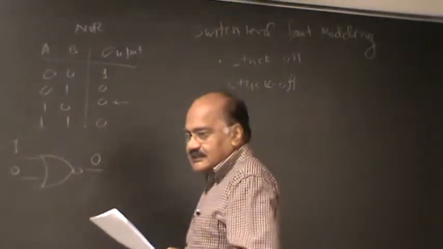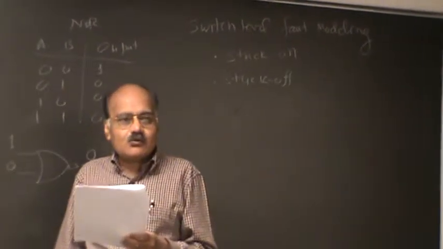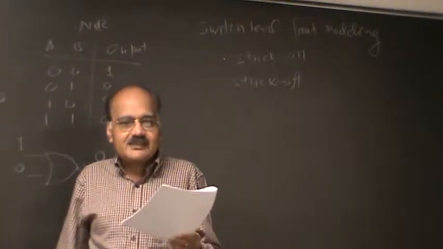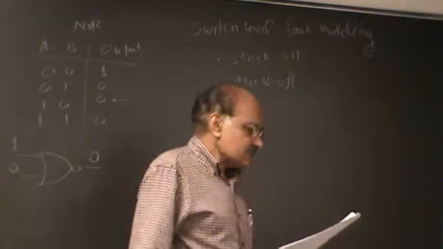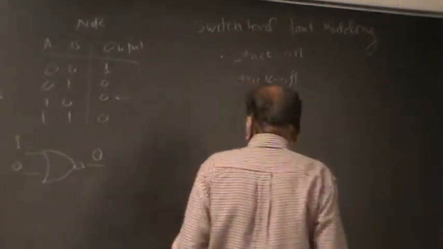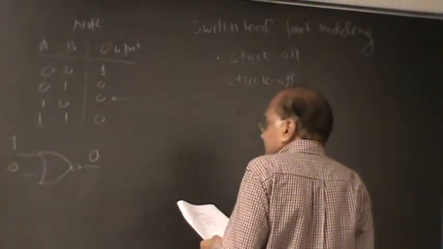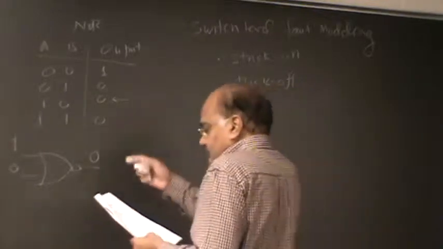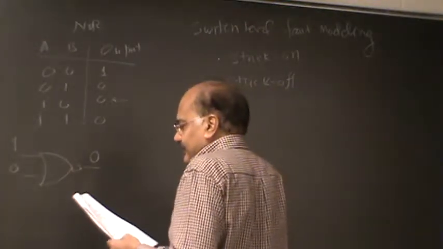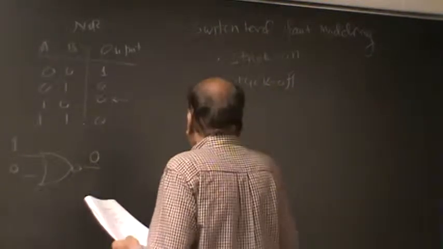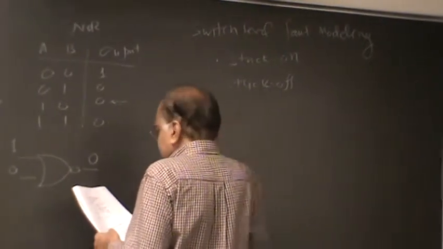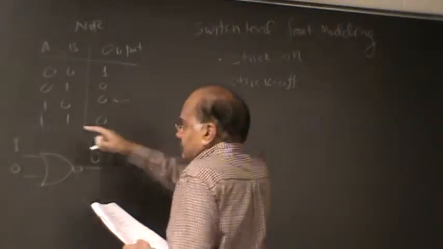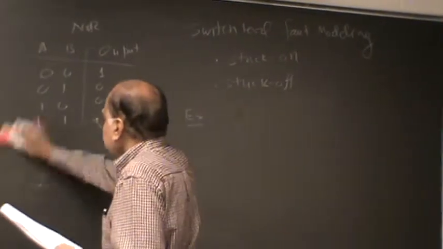So we will assume that a transistor is either stuck on or stuck off, and we will try to see what will happen. So let us consider a circuit. Maybe you could just consider this circuit here. Here's an illustration. So this is the same circuit.